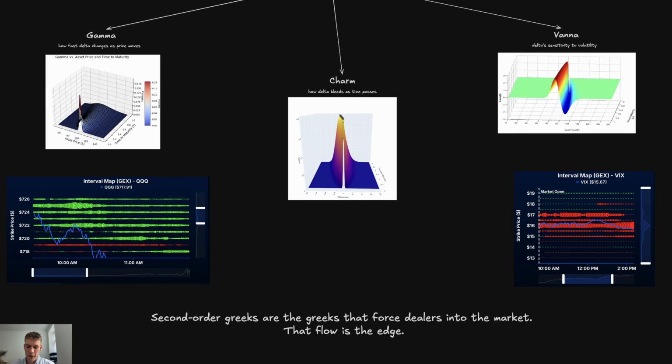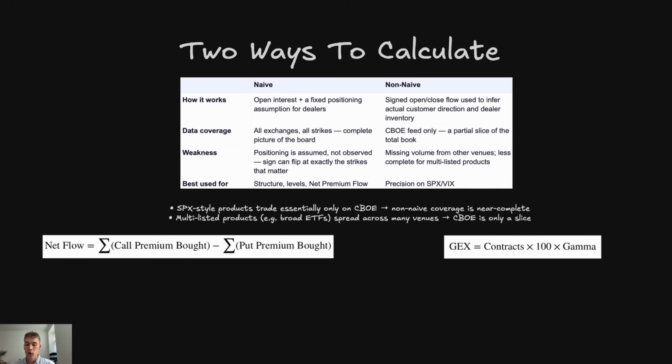So there are two ways to make that inference. The industry does not talk about this enough because it's exactly where two charts of the same product can show you different, sometimes even opposite pictures. So there are two approaches. The naive approach takes open interest and applies a fixed rule about who holds what. For example, dealers are assumed short the puts and long the calls. If you apply the rule to every strike and sum it up, you will have your exposure map.